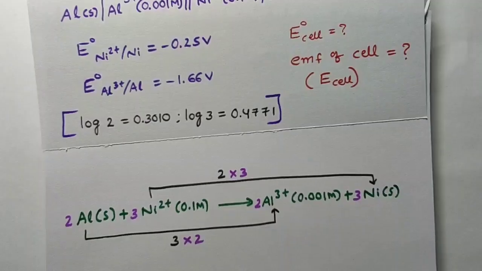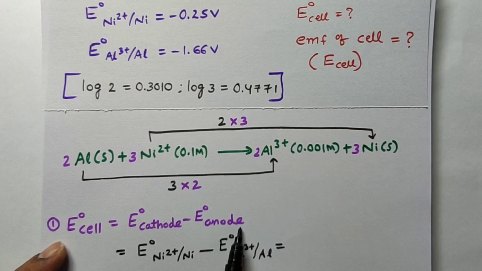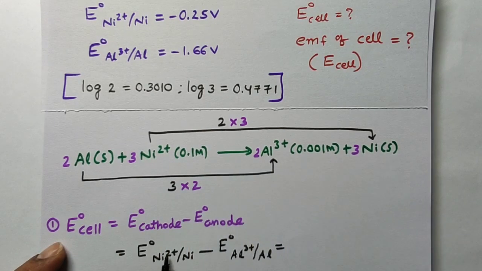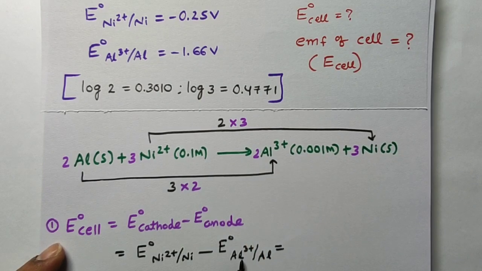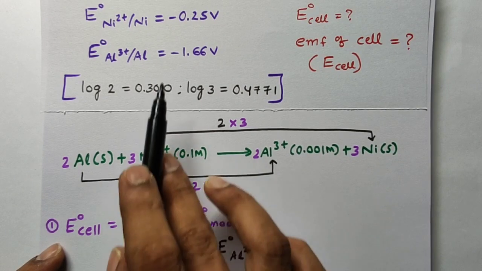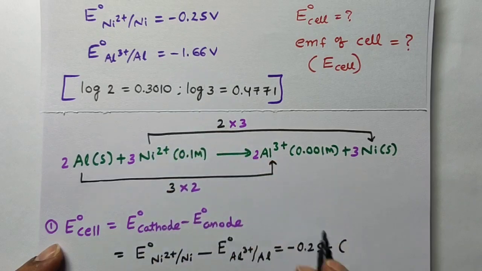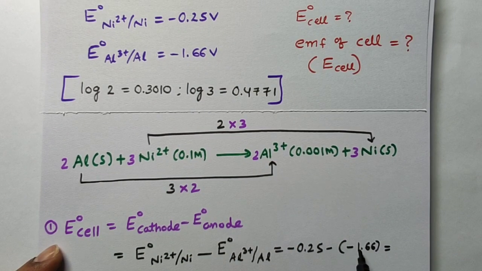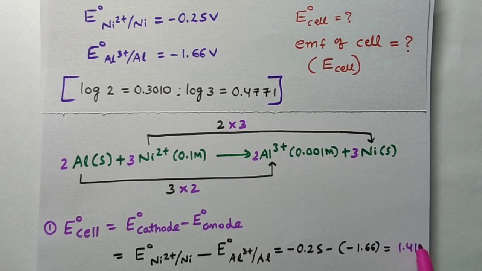First, E naught cell equals E naught cathode minus E naught anode. Ni undergoes reduction: Ni2+ to Ni is taken as the cathode, and Al converted into Al3+ undergoes oxidation and is taken as the anode. The nickel standard reduction potential is minus 0.25, and for aluminium it is minus 1.66 volts. Minus into minus gives plus, so if we add both, we get 1.41 volts.